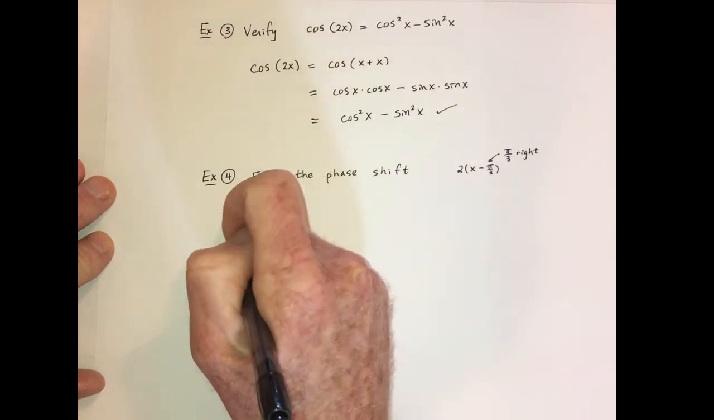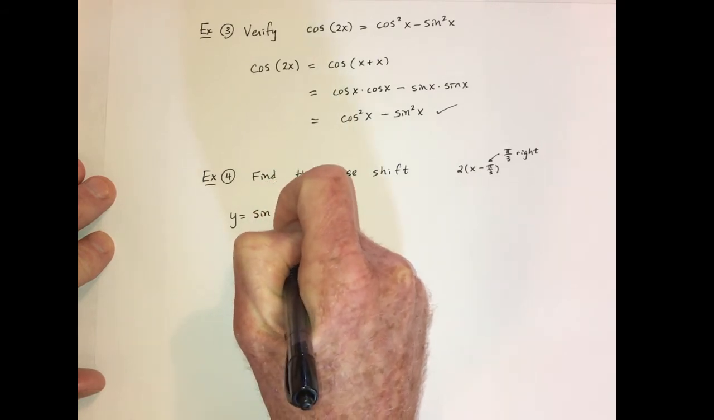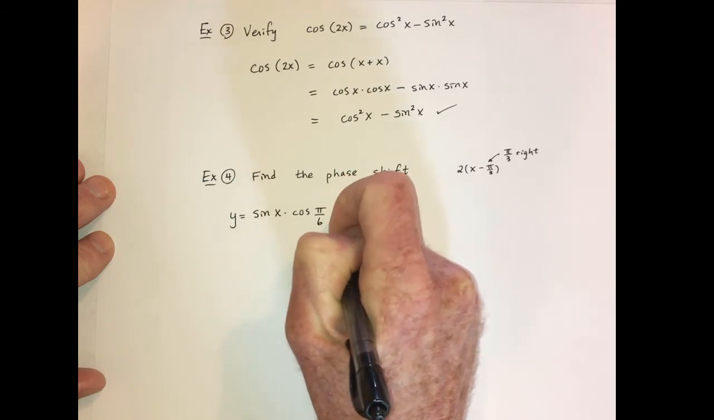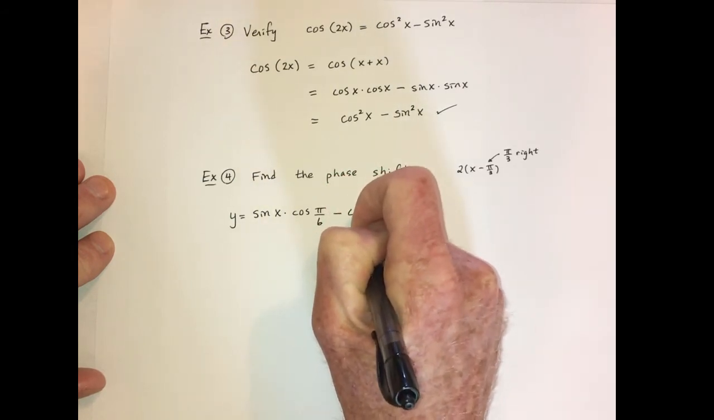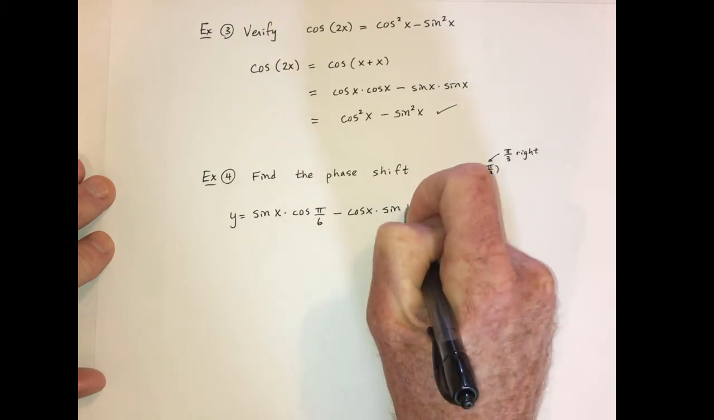And then this one is y equals sine of x times cosine pi over 6 minus cosine of x times sine pi over 6.